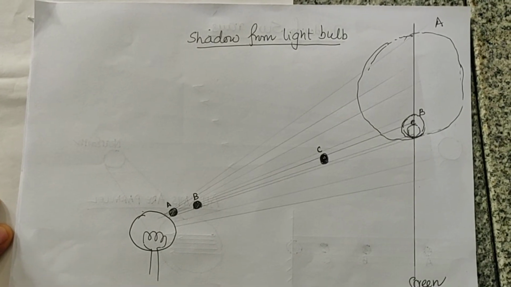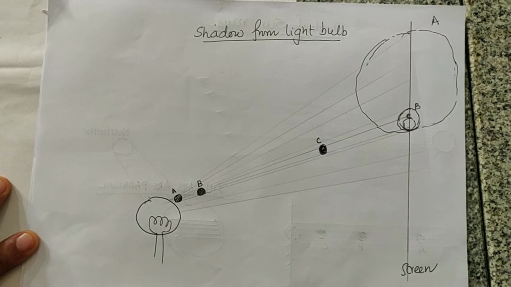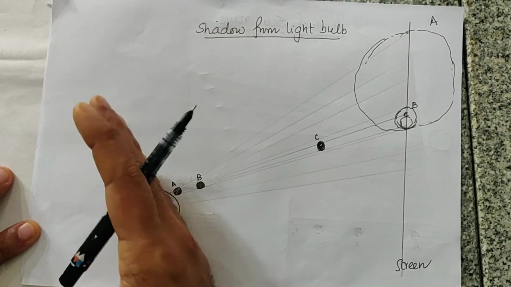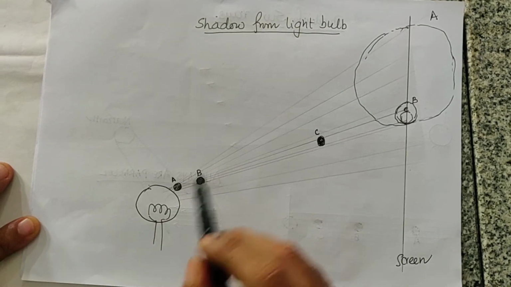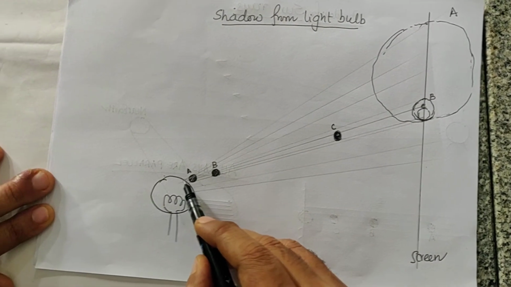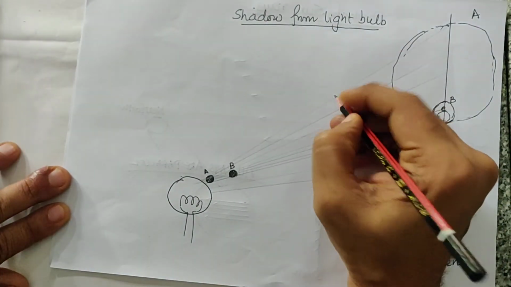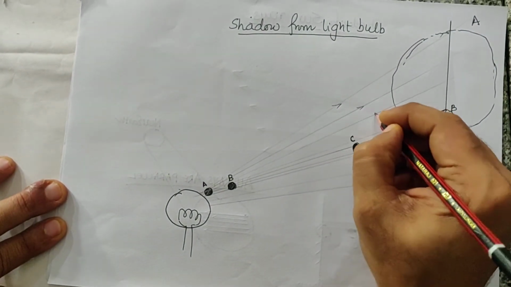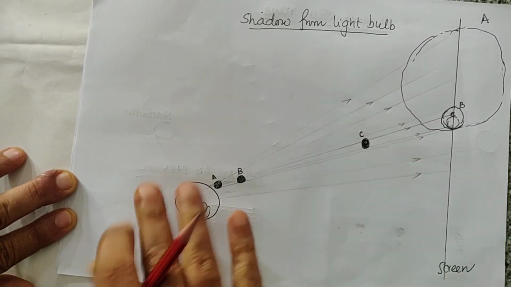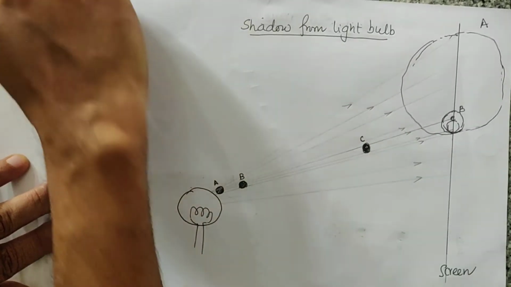So this whole phenomenon of why the shadow increases when you move your hand closer to the bulb can be explained by imagining these rays that are coming out of the light bulb, and these rays are all divergent. So they are really divergent, and you can see that. Let's assume that this is the bulb and this is the screen.